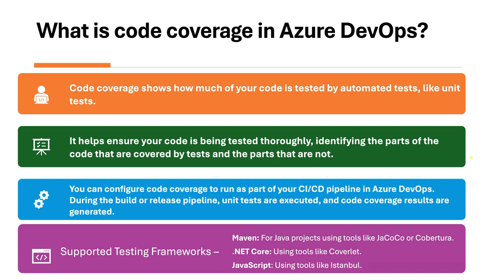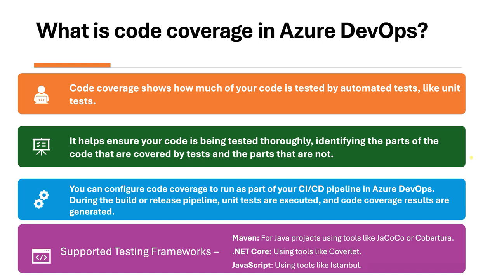Third, you can configure code coverage to run as part of your CI/CD pipeline in Azure DevOps. During the build or release pipeline, unit tests are executed and code coverage results are generated. We are going to see this when we run our pipeline. It will provide visibility in Azure DevOps itself. As soon as your build is completed, it will show how many modules or lines of code are tested by the JUnit tests you have written.